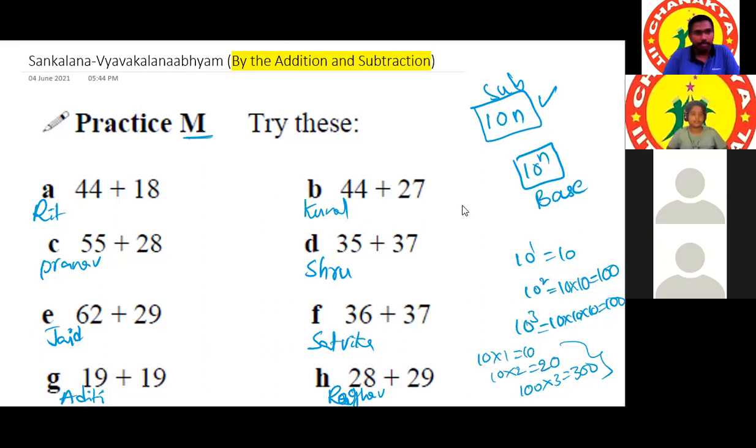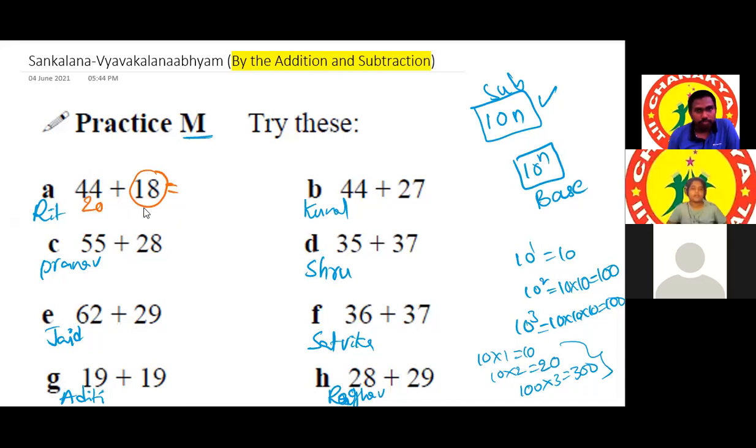Sir, the question, A1, is 44 plus 18. We have to find mainly multiples of 10. So we can take 18 as 20. 44 plus 20 is equal to 64. Again we have to subtract the 2, so it will be 62. The answer will be 62. Yes, correct. Very good.